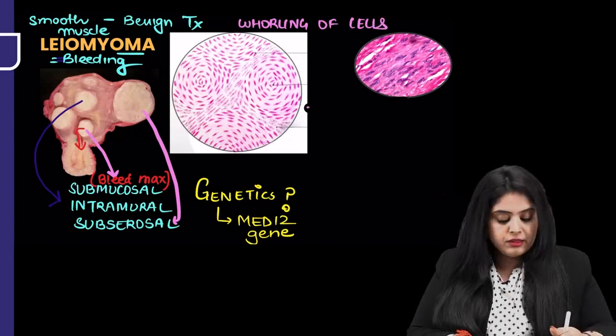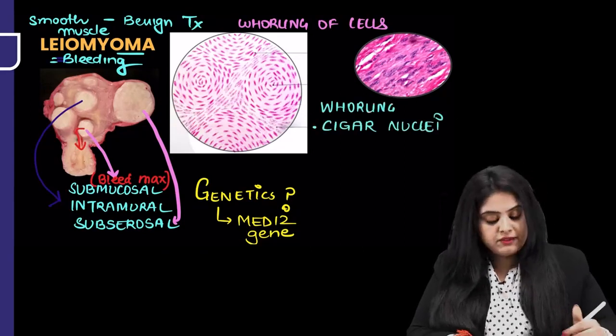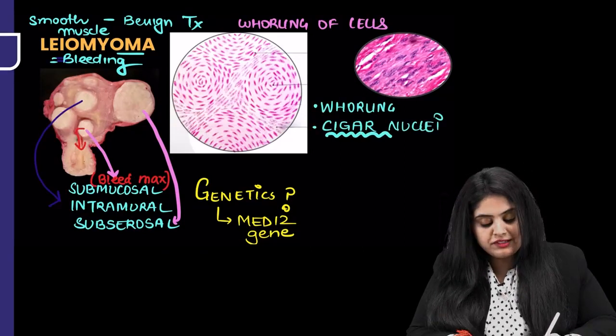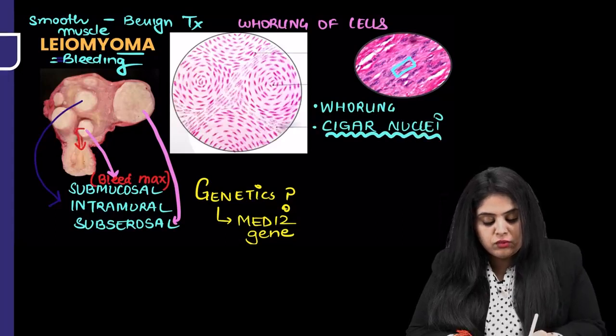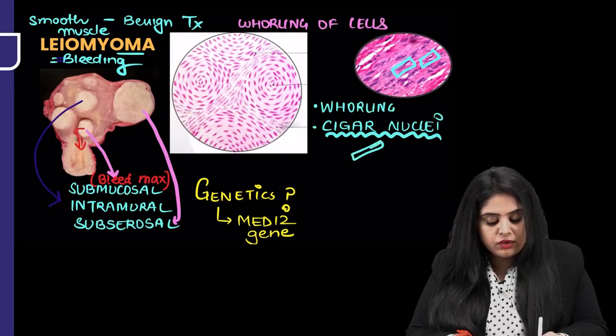And what is the classical appearance of the nucleus that you see? Other than whirling, you see the nuclear appearance known as cigar nucleus. If you look at the nuclei, they look blunt like a cigar. They are going to be like a cigar.